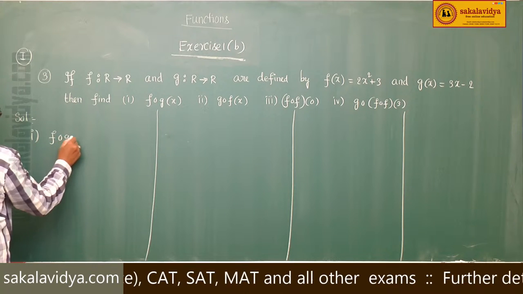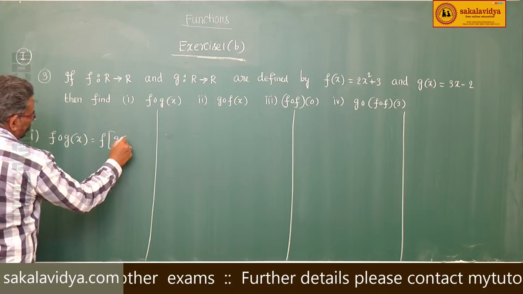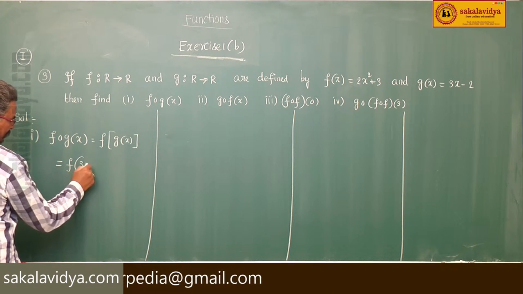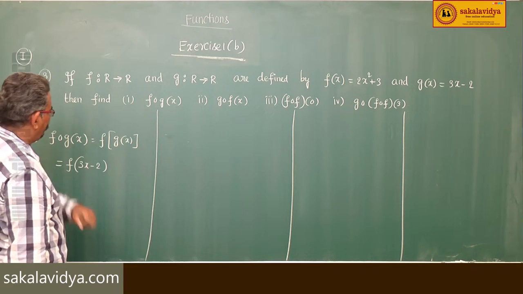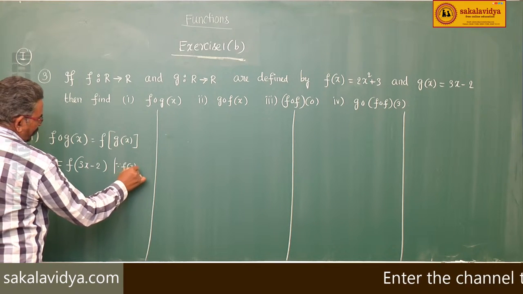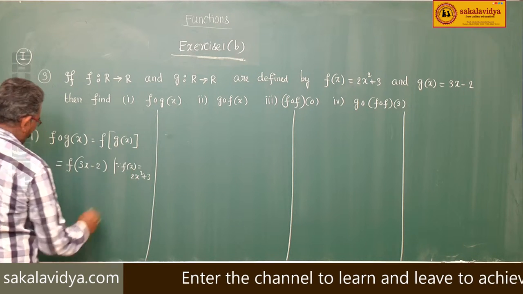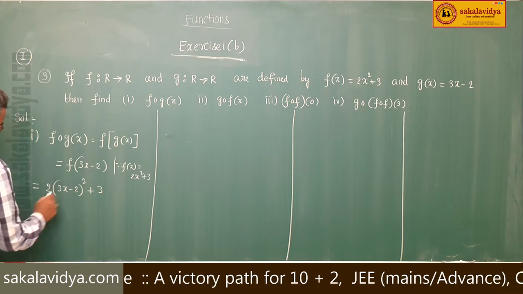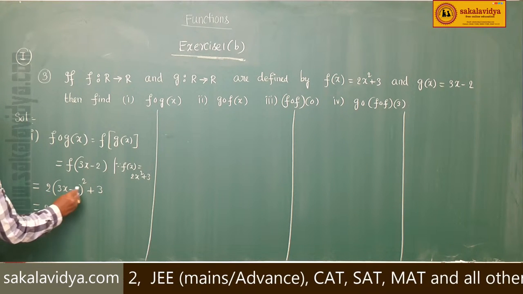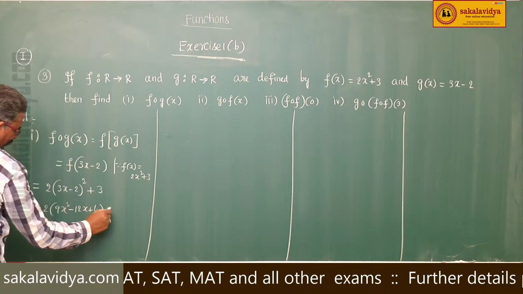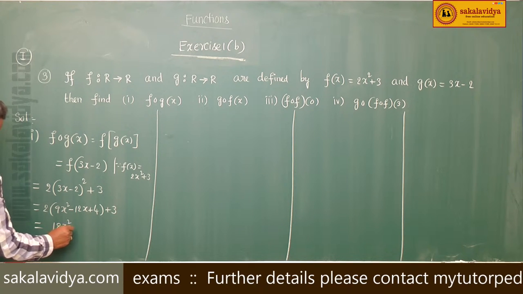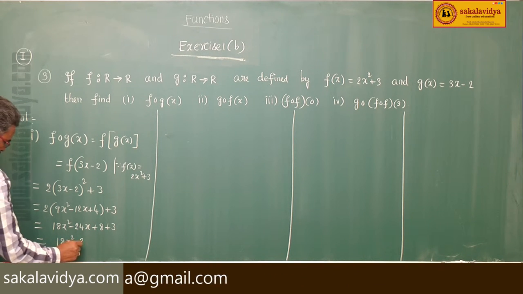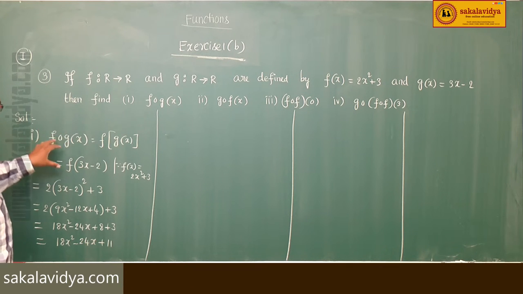one, f circle g of x, this equal to f of g of x. We know g of x is equal to 3x minus 2. So, f of 3x minus 2. Now, we know f of x is equal to 2x square plus 3. So, this equals to 2 into 3x minus 2 square plus 3. 2 into this is 9x square minus 12x plus 4 plus 3, 18x square minus 24x plus 8 plus 3. So, this is 18x square minus 24x plus 11. This is f circle g of x.